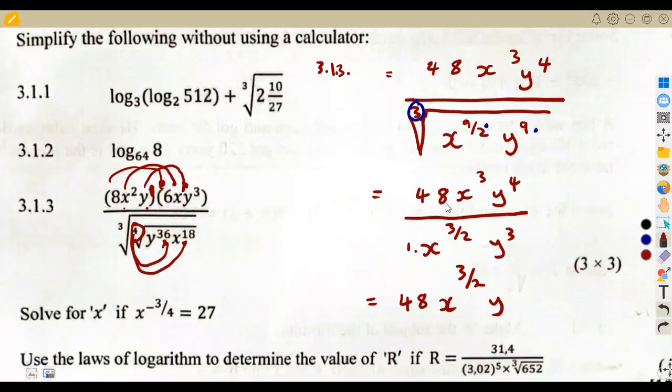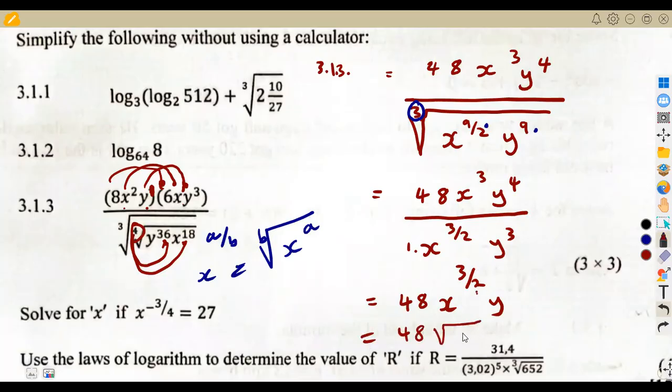All right, so this is your answer, but you can also simplify this further. Remember, if we have x to the exponent of a over b, it means this is the same as the b-th root of x to the exponent of a. So here we are going to have 48, the denominator, into the square root. So it's going to be the square root of x to the exponent of 3 times y. All right, so that is how we could have at least simplified our solution.